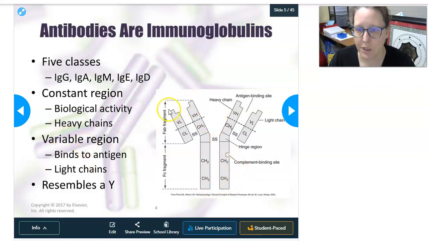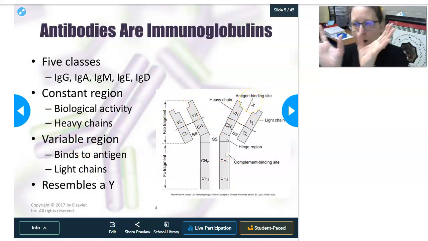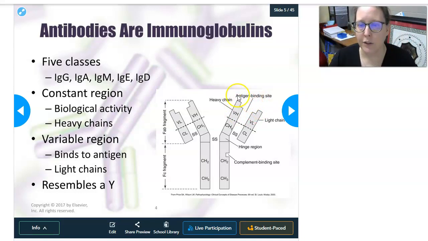And then there's a variable region, which is right here on the little arms, if you will, of your Y. And the variable region is what makes it specific. It has light chains, which are the smaller light chains there, along with these heavy chains. And this is the part, a variable part, that is specifically made to an antigen, and it's made to fit like little puzzle pieces and to bind specifically to that antigen. And so it would not bind with another antigen because it just wouldn't fit.